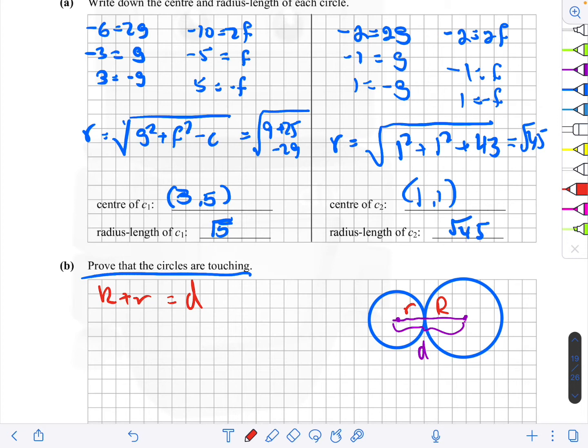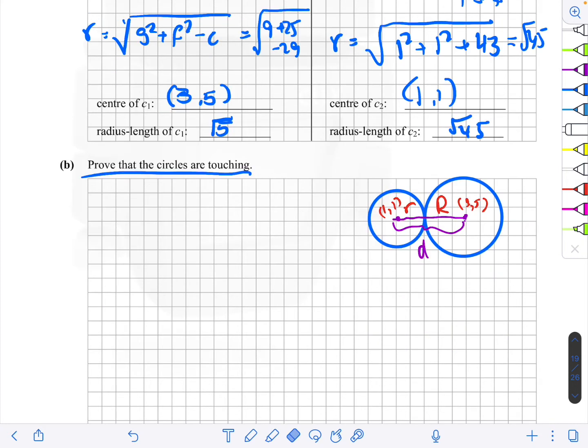If they were overlapping, when we add this, we will get a smaller number than the distance. And if they weren't overlapping at all, if they were far away from each other, we will get that the distance is bigger than r plus r. So this is one option for touching. That's if they're touching externally.